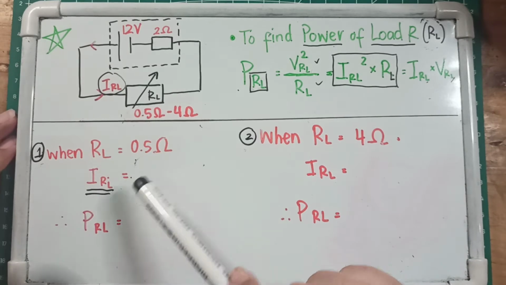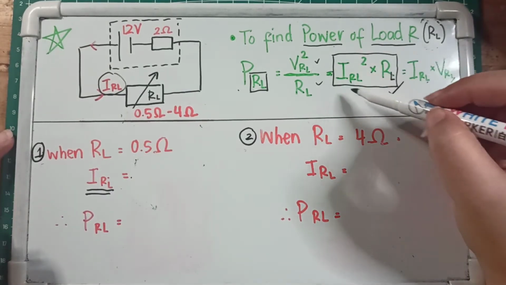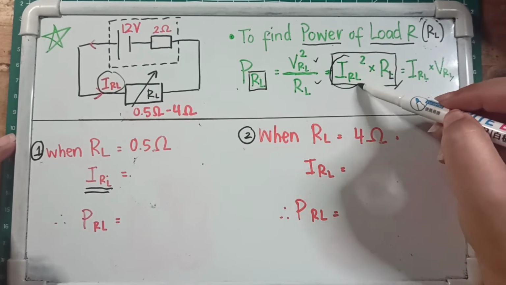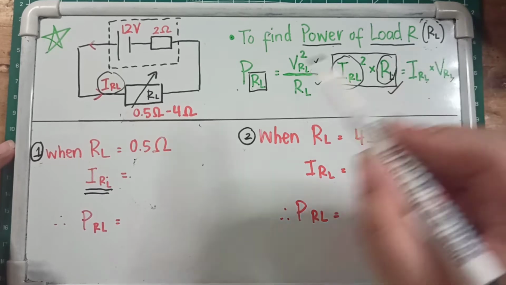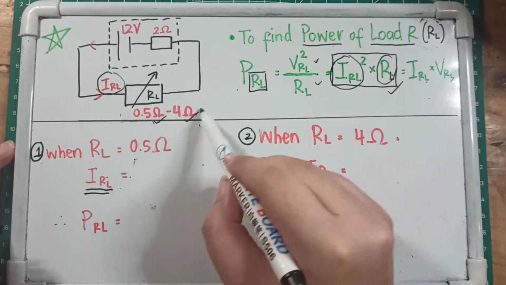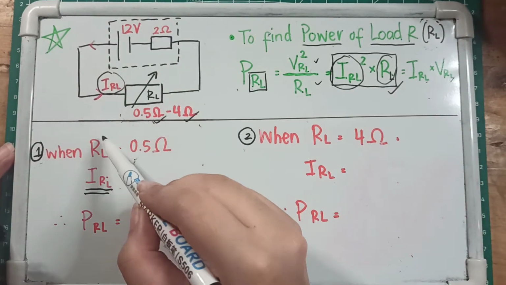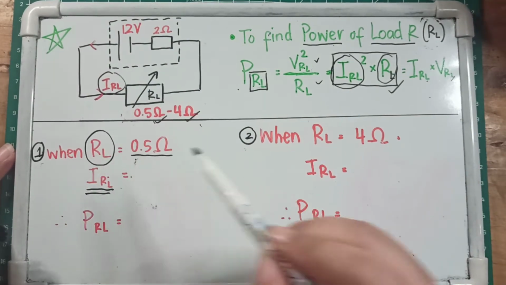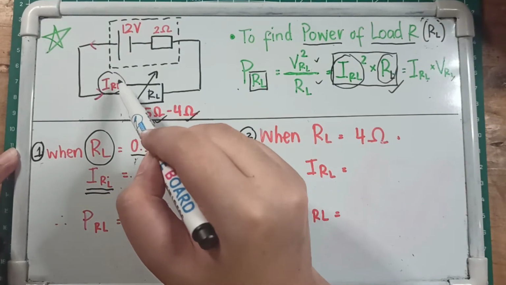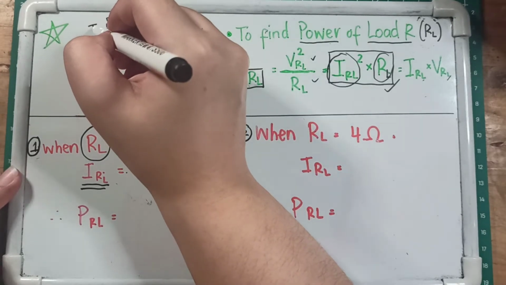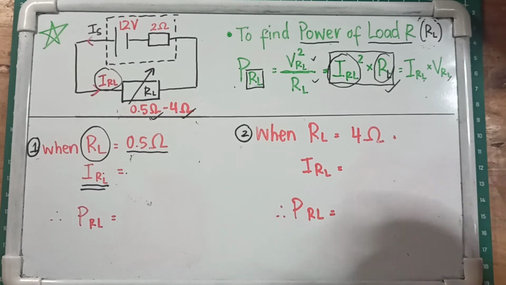So I think that's the simplest approach to this question. I want to use this formula. That means I need to find IRL, and I will multiply it with the value of resistor, which is already given. It's either 0.5 or 4. So now I'm going to find IRL when the load resistance is 0.5. I know that this current IRL will be the same as the source current, IS, because it's a series circuit.